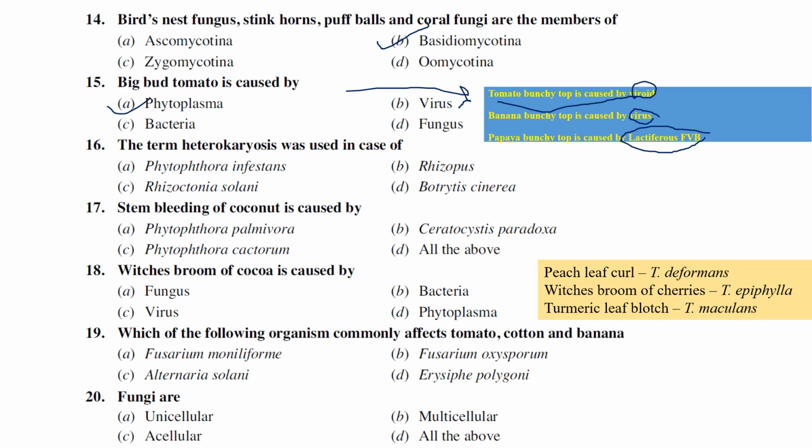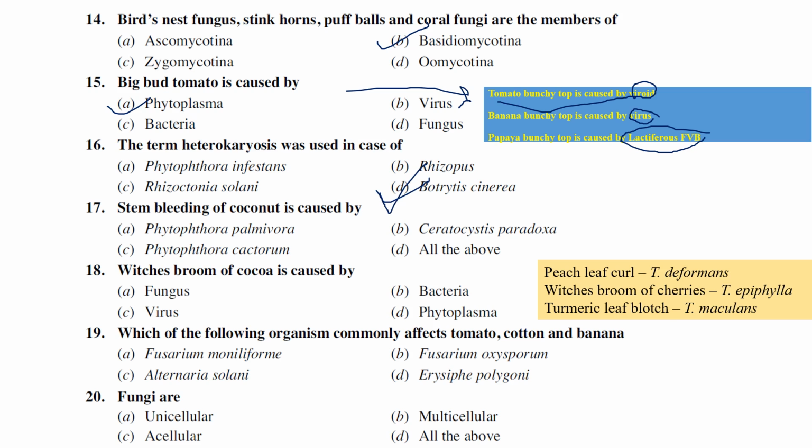The term heterokaryosis was used in the case of Phytophthora infestans, Rhizopus, Rhizoctonia solani, Botrytis cinerea. It is related to Botrytis cinerea, because the term heterokaryosis and the phenomenon of heterokaryosis was discovered by Hansen and Smith in 1923, probably 1932, not sure. In Botrytis cinerea only, but the answer is Botrytis cinerea, that I am sure.